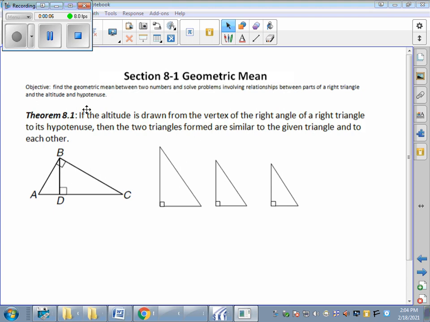Hello, geometry. So we are back for section 8.1. Sorry about that. So let's talk about section 8.1. Section 8.1 is geometric mean.